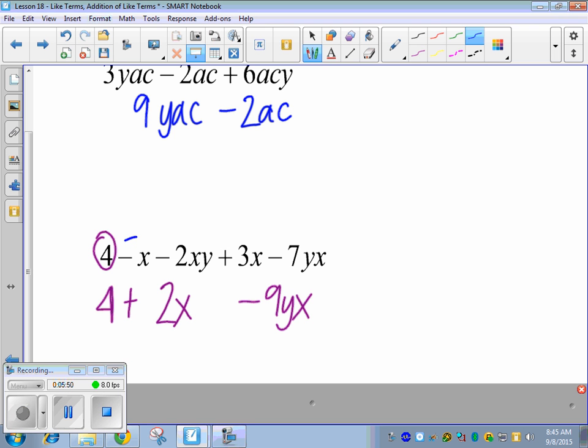So our x terms are negative x and positive 3x. All right, so we had a few variations of that. What's happening here is we have negative 1 of them, and we have positive 3 of them. This is where you have to be really careful with your plus and minus signs, guys. So 3 minus 1 of them is going to leave us with 2 x's. And then when we do negative 2xy minus 7yx, the negative 2 and the negative 7 are going to give us negative 9yx. That one was definitely a little bit trickier, but just be careful with your pluses and your minuses.